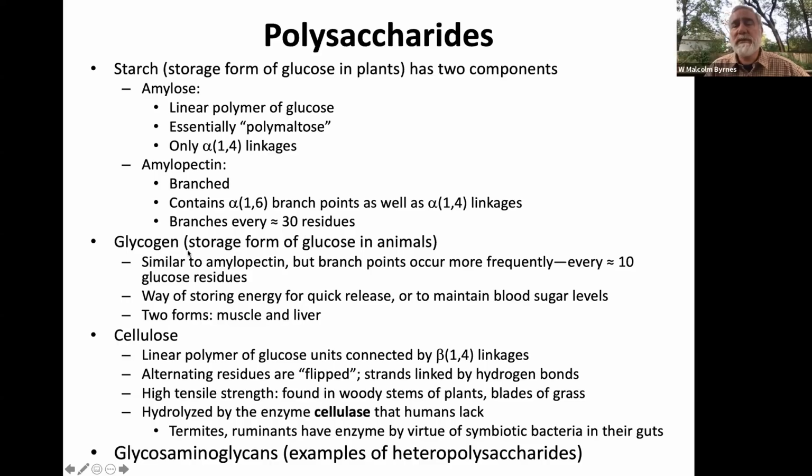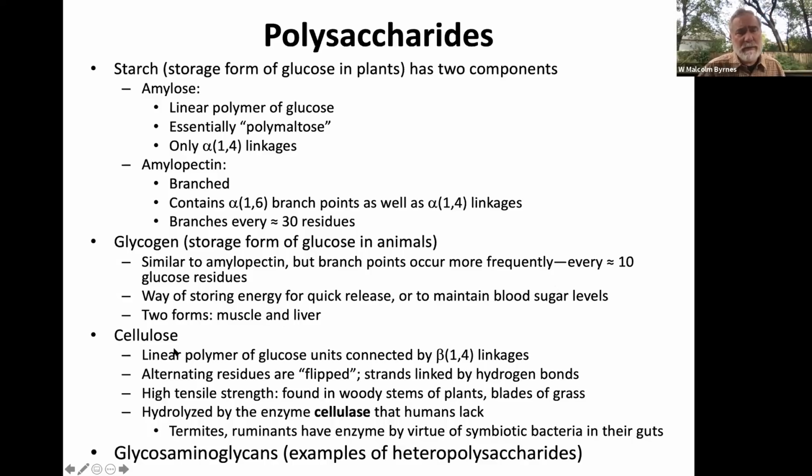Glycogen is a storage form of glucose in animals. It's similar to amylopectin, but the branches occur more frequently, approximately every 10 glucose units, and it's a way of storing energy for quick release or to maintain blood sugar levels. So you have a muscle form of glycogen and a liver form. Muscle glycogen is used for quick energy during vigorous exercise, and the liver form is used to store glucose so that it can be released when needed from the liver, according to the blood sugar level that exists.